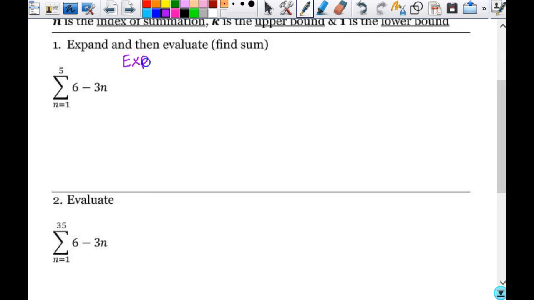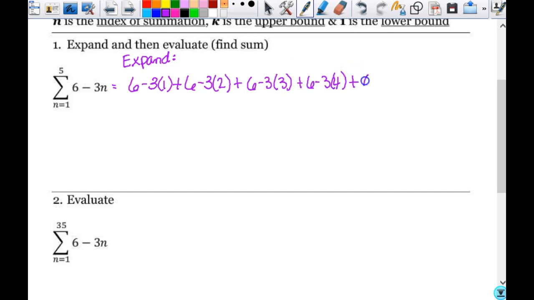So expanding first, because it says expand and then evaluate. So we're going to expand this one. Expanding basically means we're going to substitute this in. N is 1 all the way to 5. So I just substituted in 6 minus 3 times 1 plus 6 minus 3 times 2 plus 6 minus 3 times 3 plus 6 minus 3 times 4 plus 6 minus 3 times 5. This is expanding it, not just evaluating it.